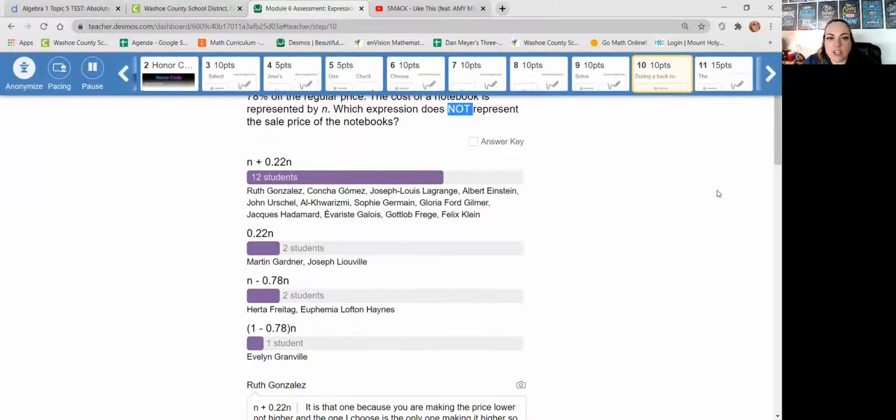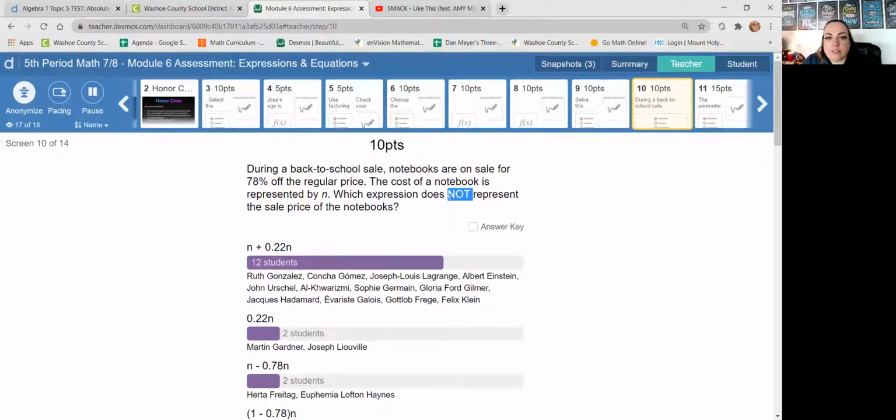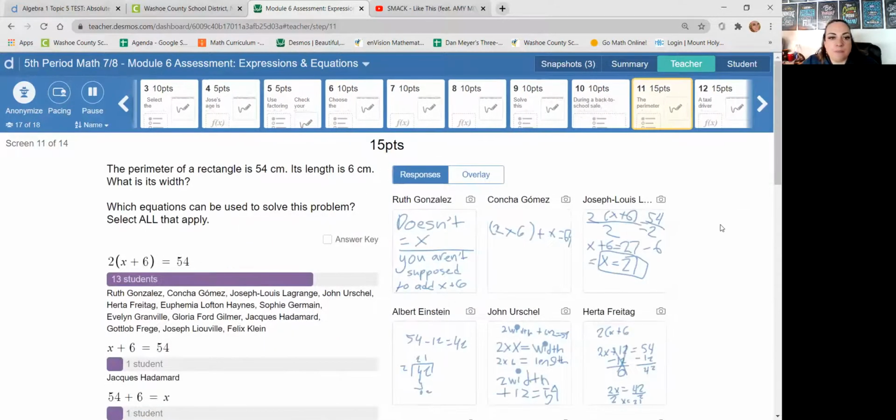In your reflections, if you're saying, oh, I accidentally picked it, but I understood it, you need to explain to me why the correct answer, which is this first one, is correct. Why does that make sense to you? What does this expression mean? And why is that not the correct way to represent it? So give those mathematics in your details.